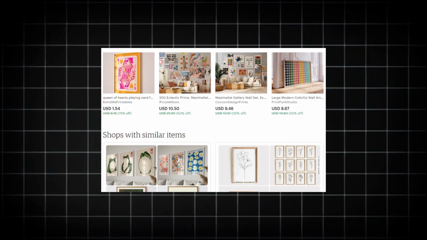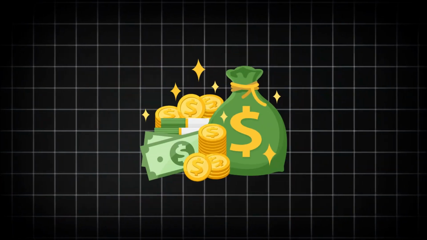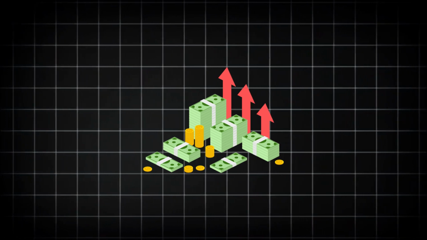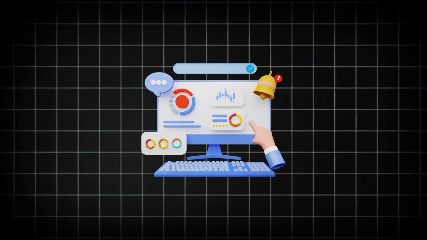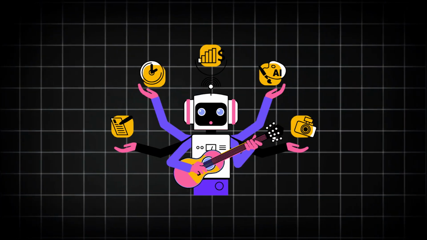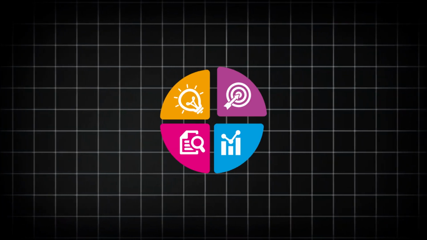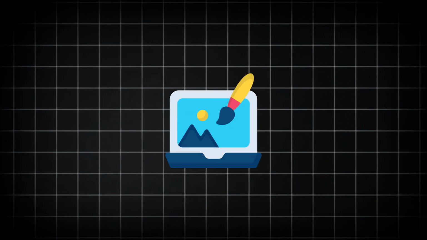Conclusion: selling digital products like digital art on Etsy can be an incredibly rewarding business, offering passive income with low upfront costs. While we've focused on digital art as an example, the process we've outlined applies to any digital product, whether you're selling printables, templates, or patterns. AI tools make the process faster and more efficient, from creating your designs to optimizing your listings and promoting your products. With a little strategy and creativity, you can build a successful business selling digital products on Etsy.